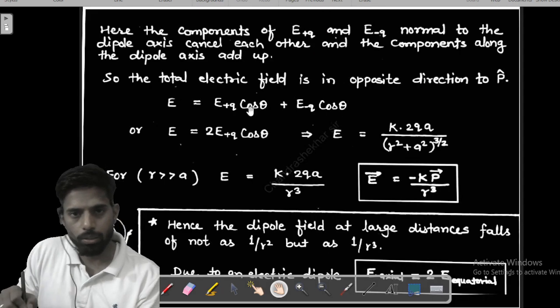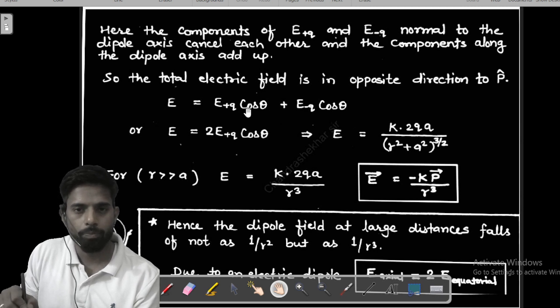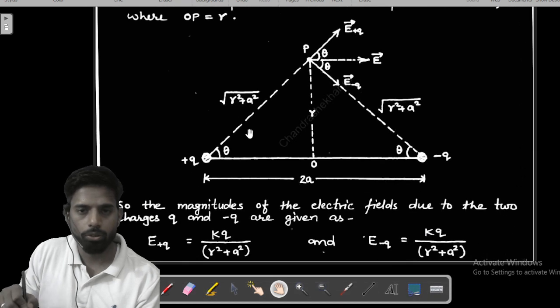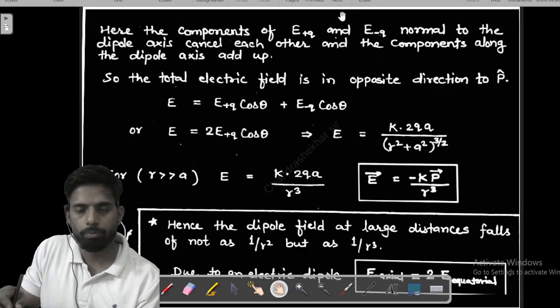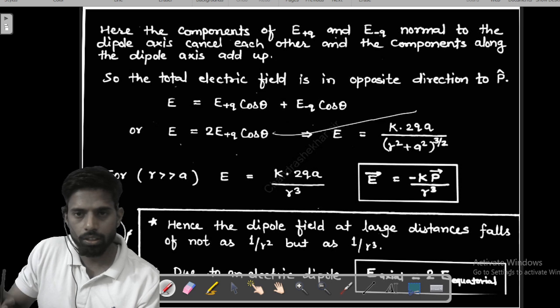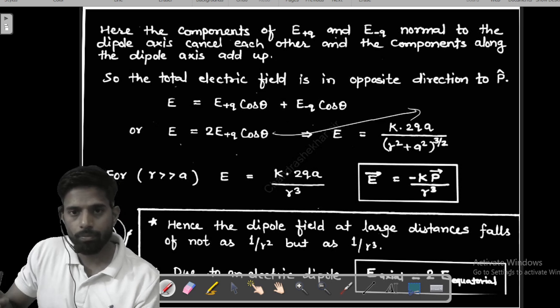Now you just put the values, that is E is equal to plus plus. So you can take cos theta common, and both are the same, that's why you put here 2. Cos theta formula is base upon hypotenuse. So if you apply cos theta on this, what will you get? Cos theta is equal to base upon hypotenuse. So base is a and hypotenuse is root under r square plus a square. So here cos theta is a upon root of r square plus a square. What is the formula for cos theta? Cos theta is a upon r square plus a square to the power 1 by 2.